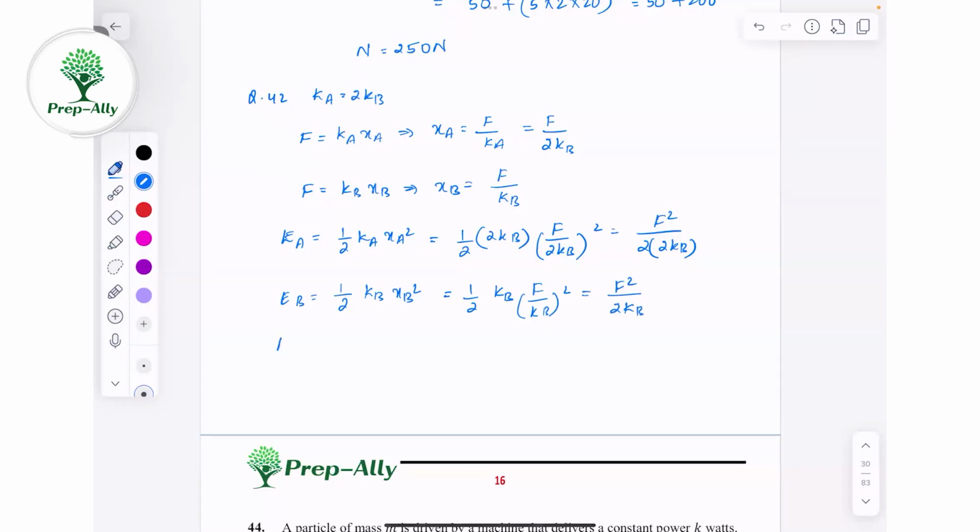So taking the ratio, we get Ea by Eb is 1 by 2, which implies Eb is twice Ea. Okay, this is Ka only, no?